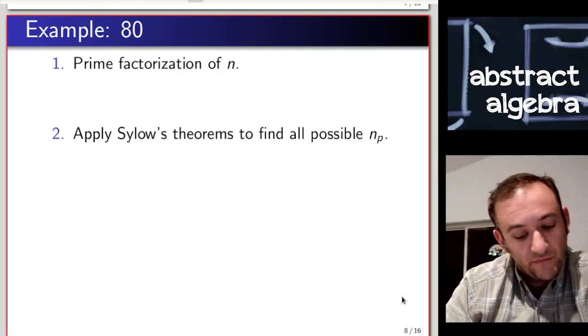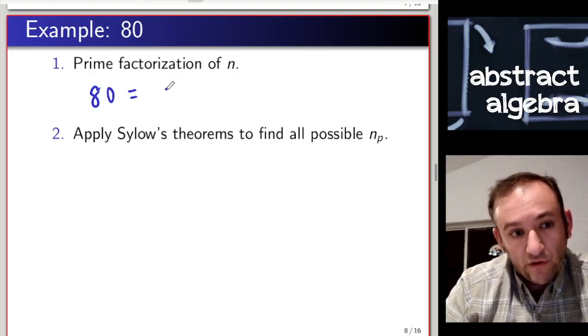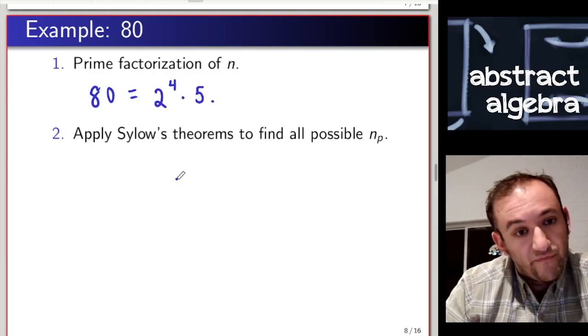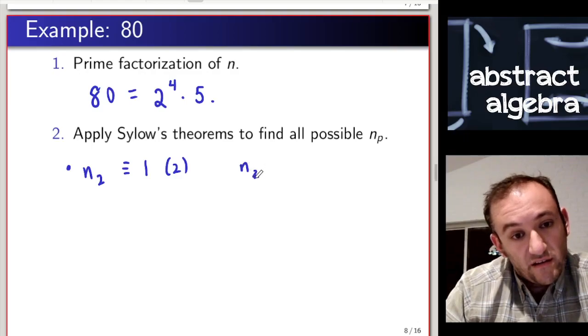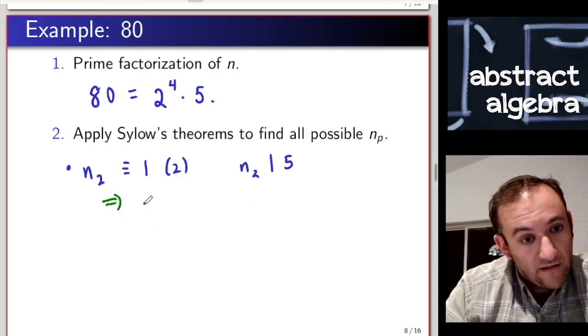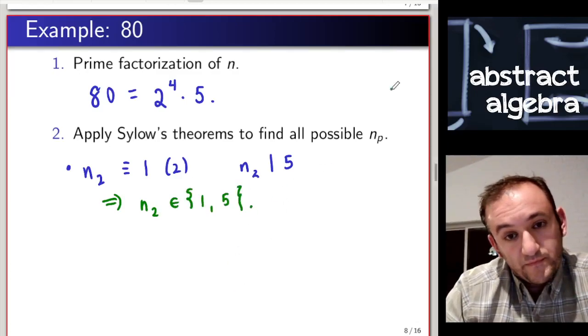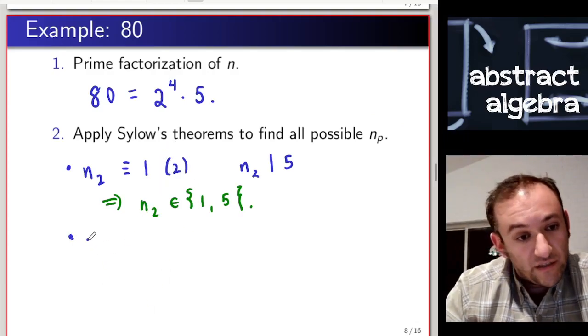Let's consider 80. So the first thing we do is prime factorization, as always. 80 equals 2 times 40, it's 8 times 10, 16 times 5. Okay, so 2 to the 4th times 5. Now let's consider the different values for np for our 2 primes. We have n2 and n5. So n2 is going to be congruent to 1 mod 2, and it's going to divide the order of the group, which means in this case that it has to divide 5. But for us, that means that n2 will be in the set 1 or 5. Those are the only factors of 5, and they are both 1 mod 2.